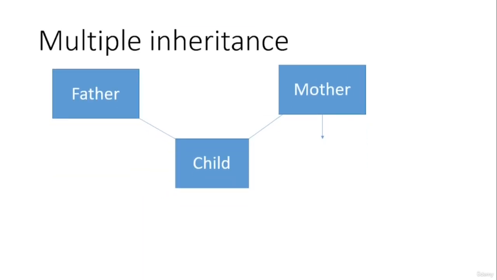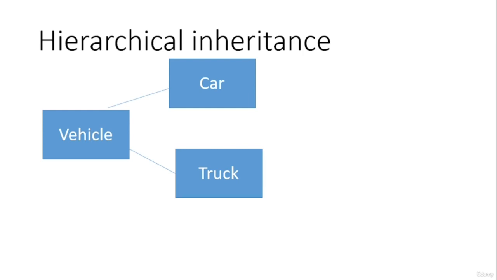The next type is multiple inheritance, in which a child acquires properties from a father and mother. This kind of relationship cannot be implemented using classes. We need interfaces in our program to implement it. The next type is hierarchical inheritance. Here you can see the hierarchy of car and truck inheriting from the vehicle class. So this is about inheritance, and we've seen all the different types. Now let us see some programs based on inheritance.